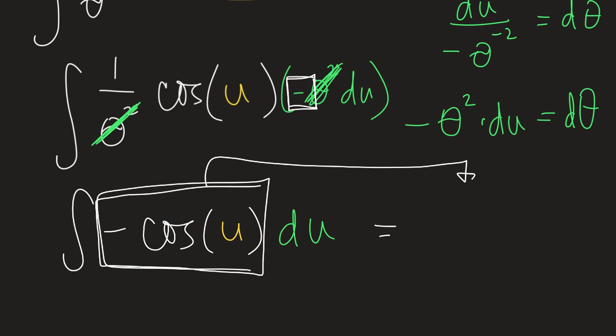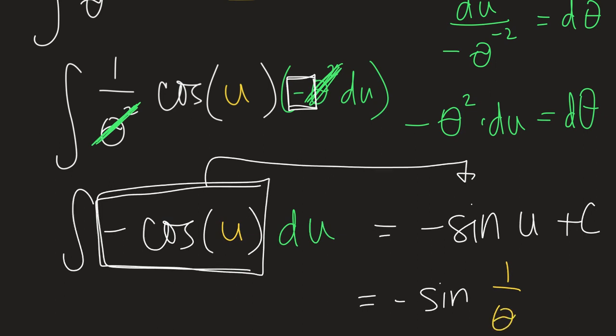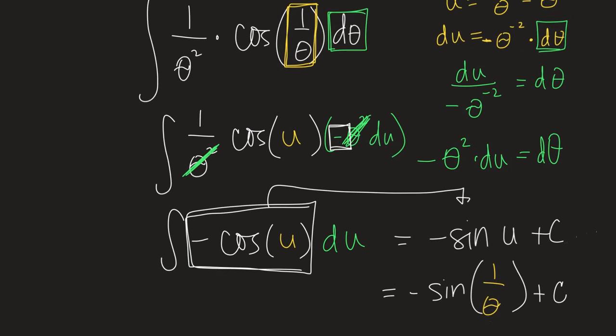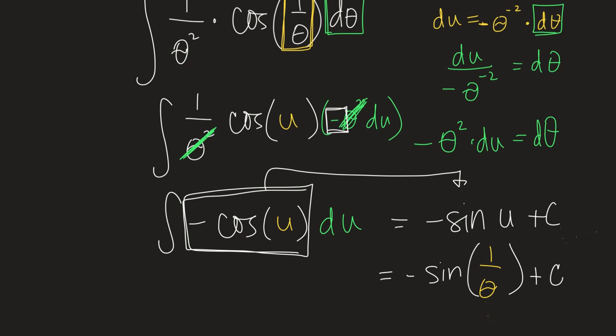That will be negative sine u, right, plus c. So then our last step is to go ahead and replace our u value once again. And u was 1 over theta, plus c. And that should be that.